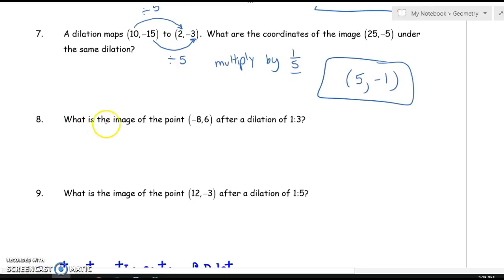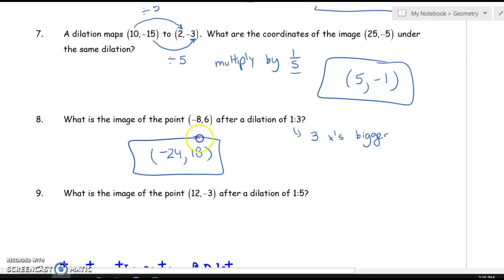All right, what is the image of the point -8, 6 after a dilation of 1 to 3? All this means is that it's getting 3 times bigger. All right, 1 to 3. So if you do 3 times bigger, -8 times 3 is -24. 6 times 3, you're going to get 18. And that would be your new point.